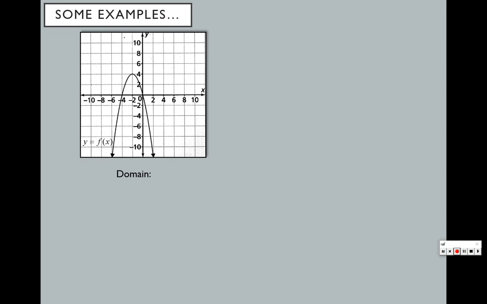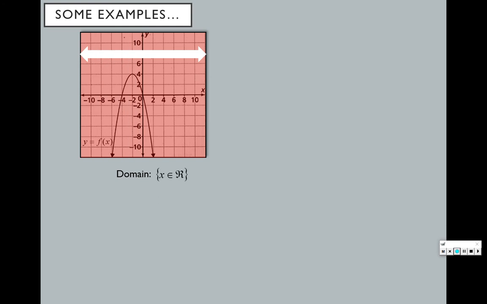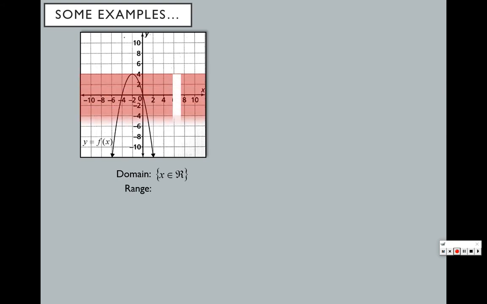Domain. Any x values possible. When any x value is possible, we write x element of reals. Every y value is not possible here. You can't have y values above 4. The y values are 4 and less, and how do we write that? We write y element of reals such that y is less than or equal to 4.